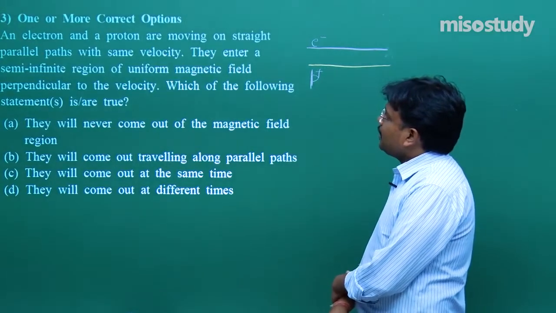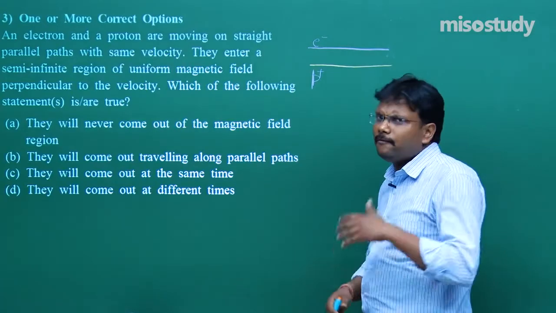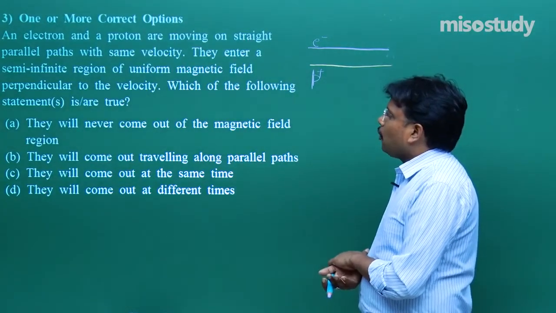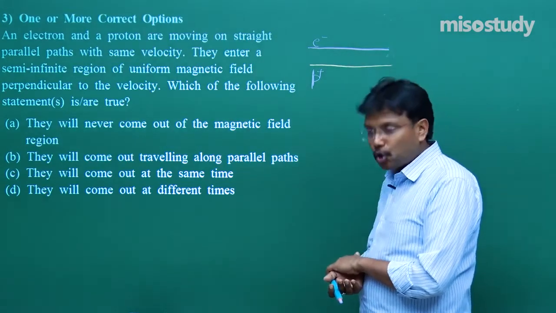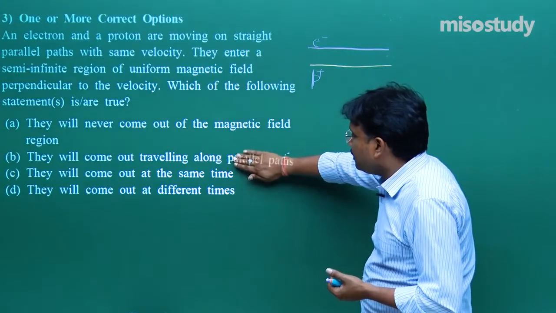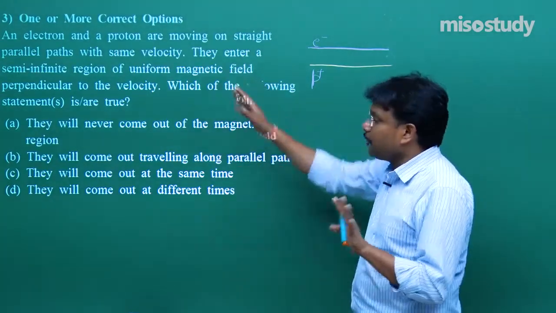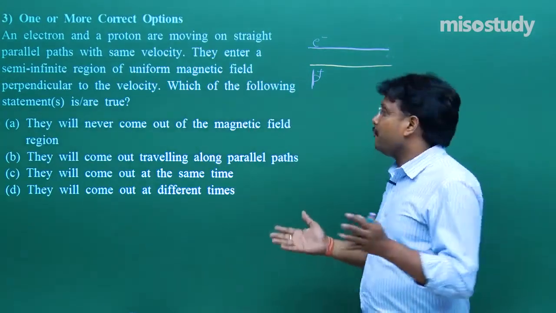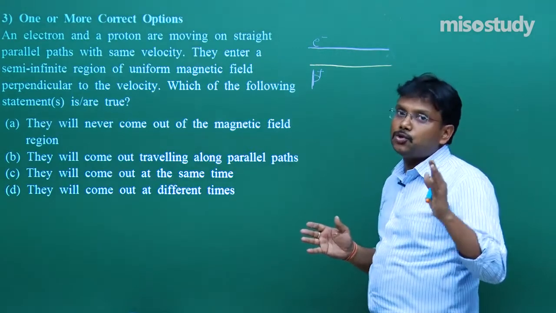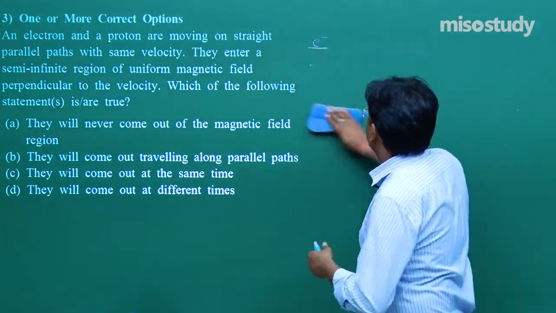They enter a semi-infinite region of uniform magnetic field perpendicular to the velocity. The sentence is self-explanatory. Which of the following statements is or are true? Fine. Now, there is no point of reading these statements at this point, because right now we know only the situation. We have to analyze the situation. After that, we will reach a conclusion. Fine. So, let us take a look at this situation.